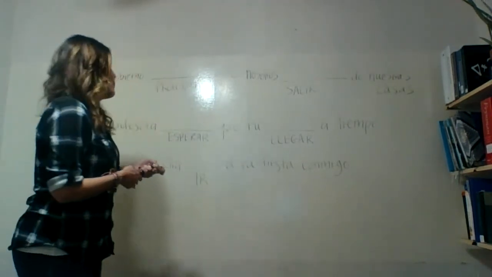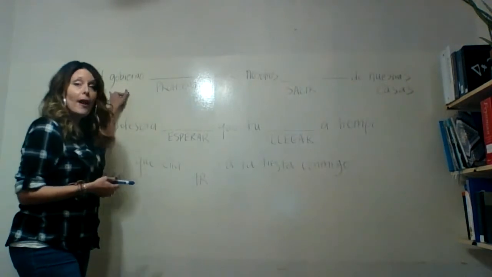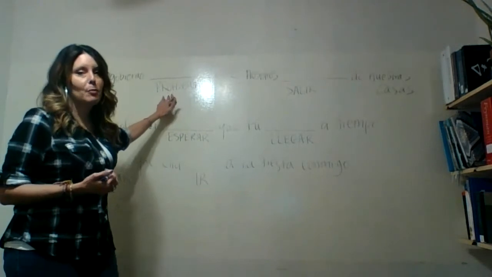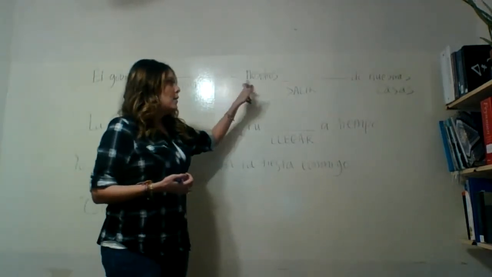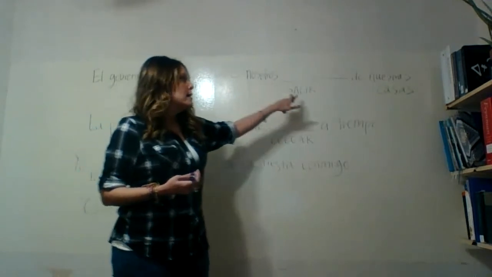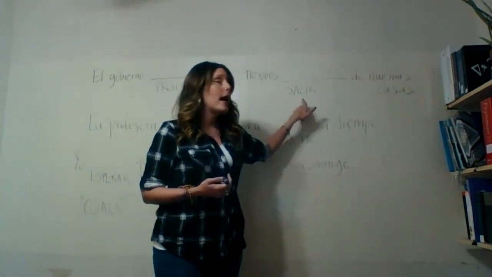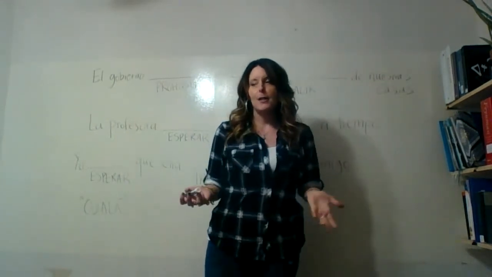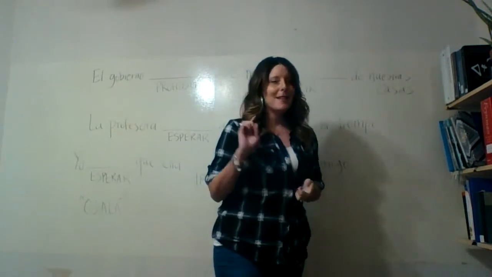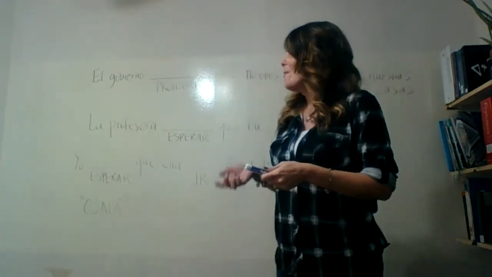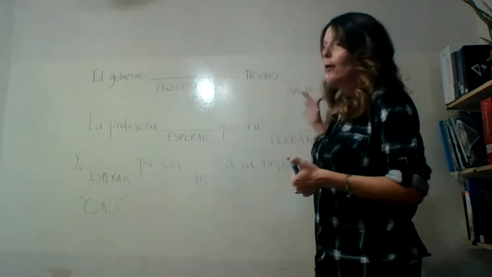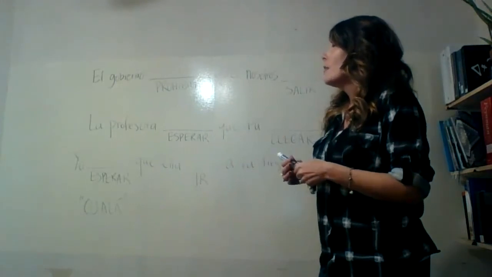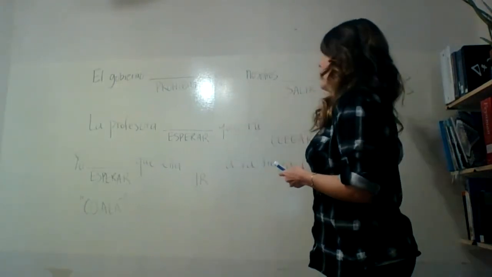So the first example sentence says, el gobierno means the government, prohibir means to prohibit, que nosotros means we, salir means to leave or to go out, and de nuestras casas, from our houses or from our homes. So the whole sentence is technically going to be the government prohibits that we leave our houses. That's what's going to end up being in English, the government prohibits that we leave our houses.